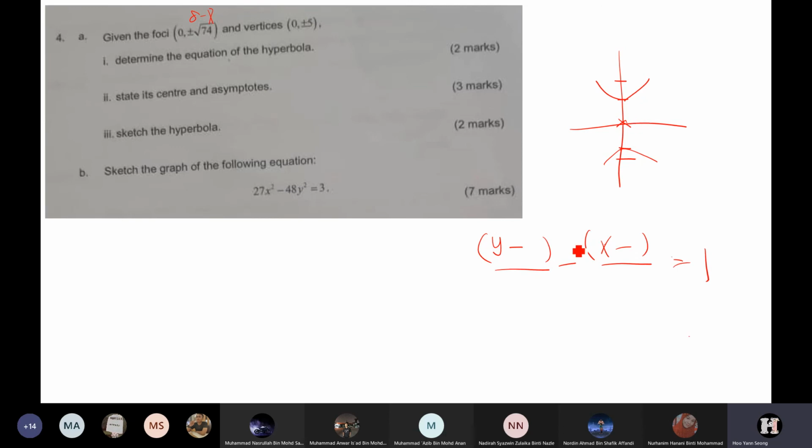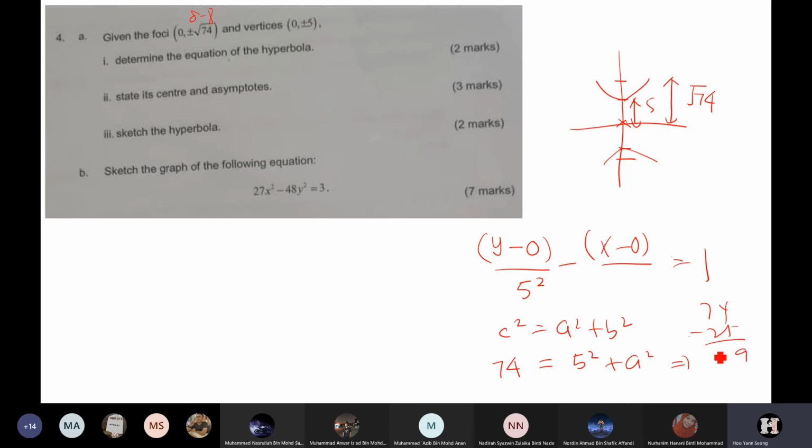But since the center is 0, so putting 0, 0. Okay, this measurement is 5, so this is 5 squared. And x tak tahu, but I know this one is root 74. So I have my c squared equals to a squared plus b squared. So my c squared is 74. My a squared tak kisahlah, plus a squared. So this one is 74 minus 25, so that is 49. So 7 squared. So finish your this one.